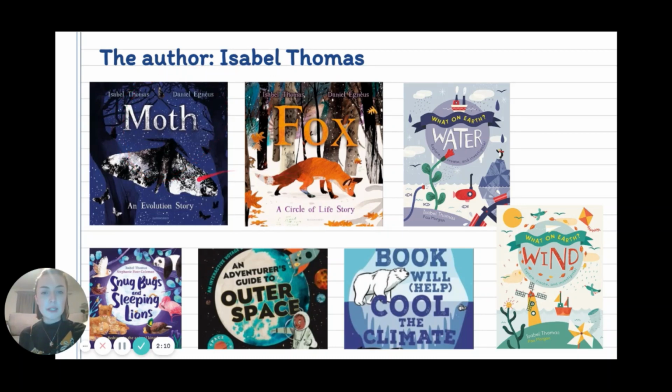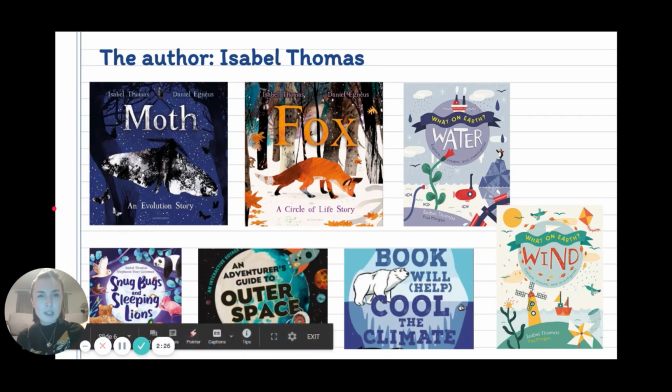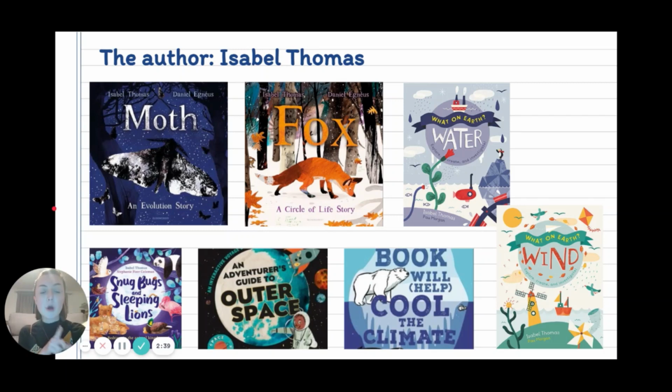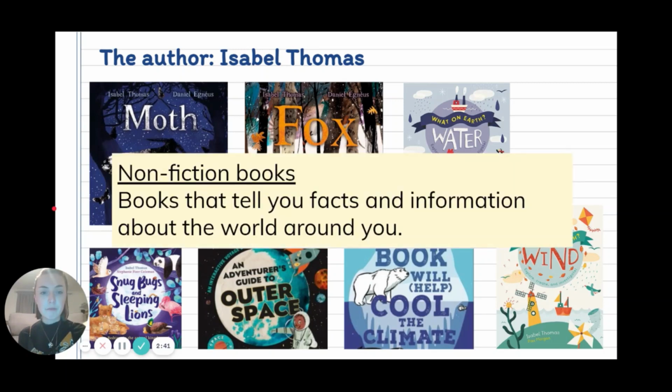This one looks really similar, doesn't it? It's called Fox. Ooh, it's got the same illustrator. That must be why they look familiar. She's got books all about water, about wind, about the climate, about space, about animals. Wow, it looks like she writes a lot of books all about the world around us. That makes me think that she is a non-fiction writer, and she writes about science. She's a science writer. So maybe that's a clue that our moth story might be non-fiction.